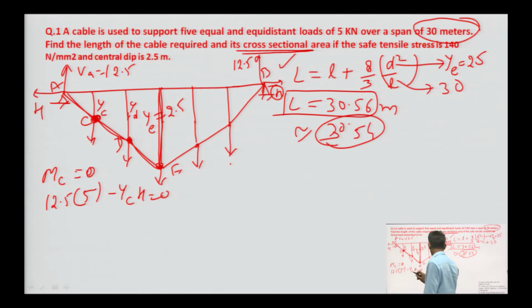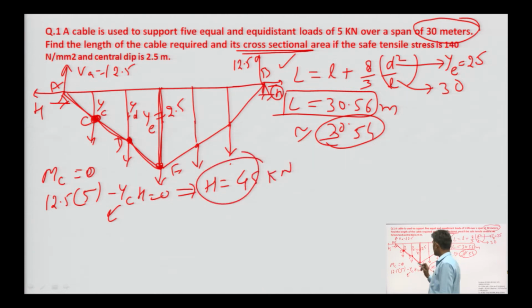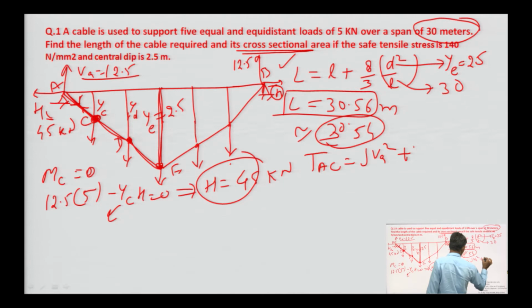So yc is known to us, yc has been calculated. So the value of H can be calculated, and the value of H comes to be 45 kilonewton, by putting the value of yc. VA is 12.5 kilonewton. So the value of tension in cable AC can be calculated, and what will be the value? Tension in AC will be under root VA square plus H square. VA is known to us, H is known to us, then that value can be calculated.